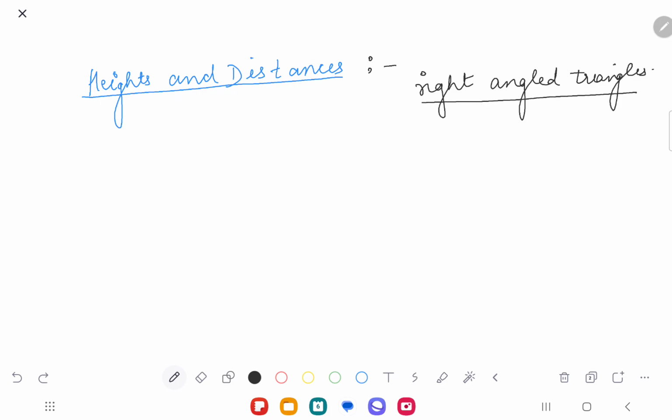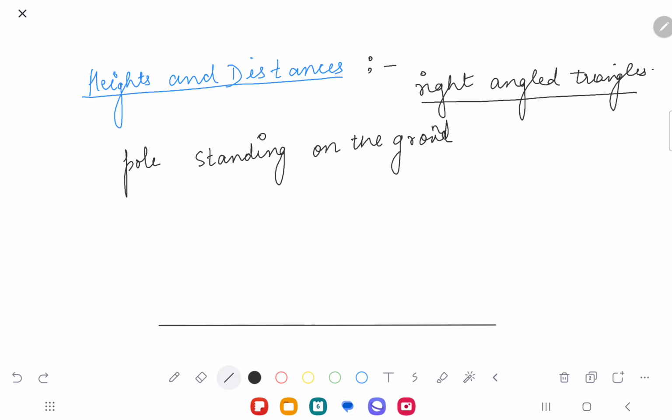So understand that, in real life situations, if we say that there is a pole standing on the ground, you have to learn how to draw the diagrams. So, pole standing on the ground. How would you draw the ground? The ground shall always be a straight line. It'll be the base. So this is going to be G dash, my ground.